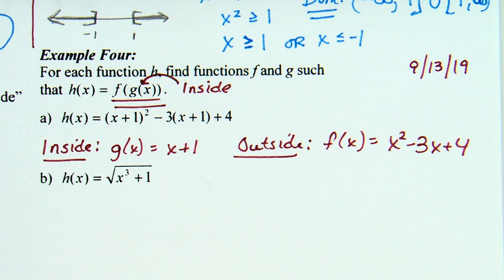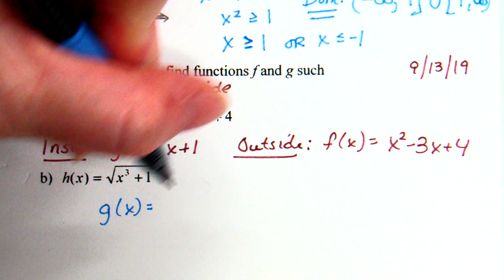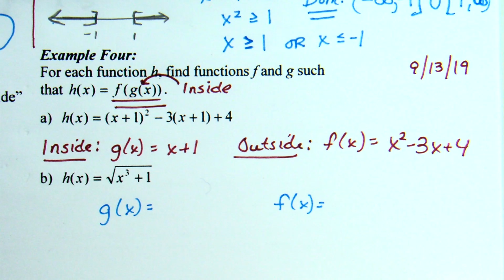Okay, let's try B then. B, they give me an h of x again. Square root of x cubed plus 1. I want an inside and an outside. Or in other words, I want a g of x and an f of x. So my suggestion is always look for the inside. What can I pull out as an inside? And then we'll go from there.